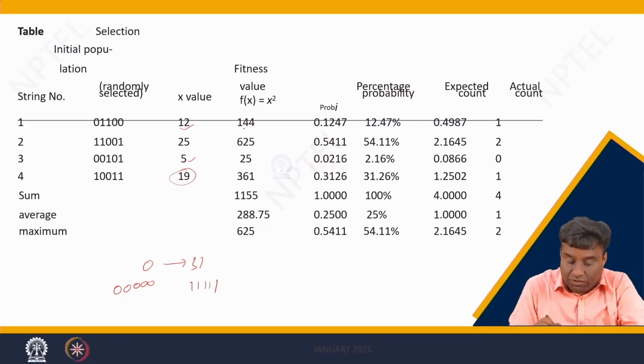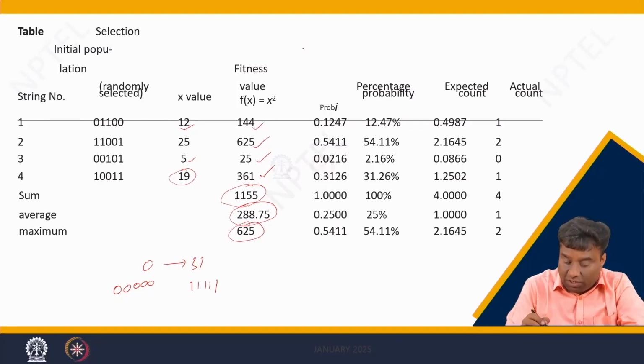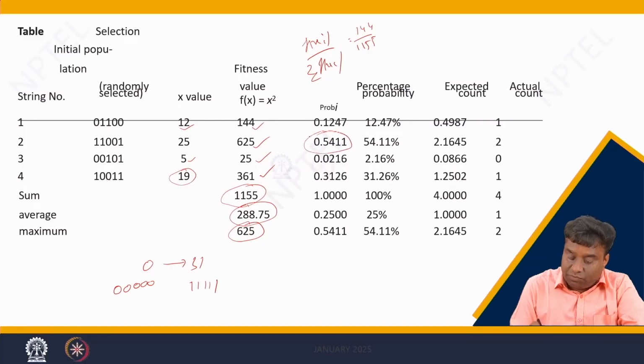The fitness value f(x) equals x squared: 144, 625, 25, 361. The summation is 1155, the average is 288.75, and the maximum is 625. Now the probability is equal to f(x) divided by the summation of f(x). That is basically 144 by 1155, which is 0.1247. 625 by 1155 is 0.5411. For 25 it is 0.0216, and for 361 it is 0.3126.